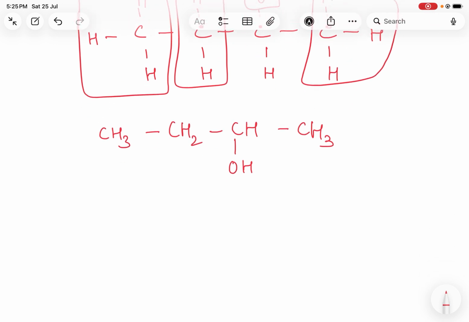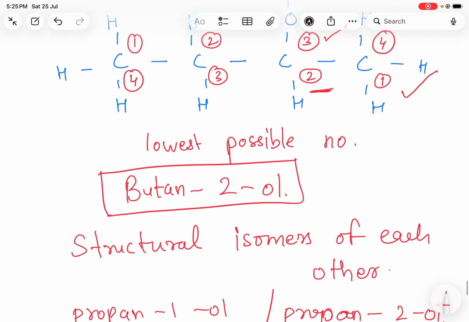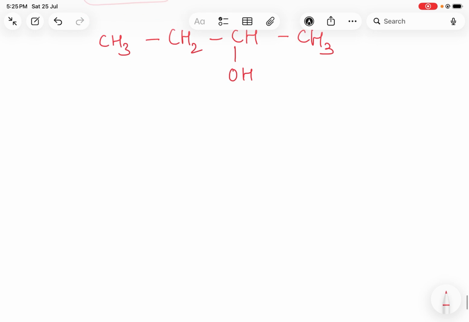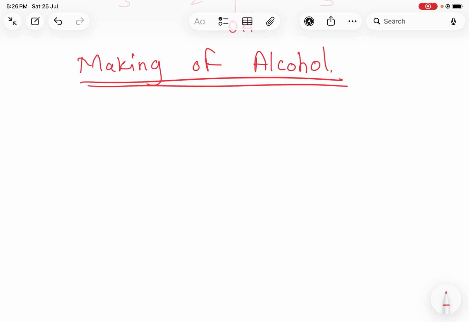Now we move ahead with the making of alcohols. We have also seen the structural isomers and the structures. So let's move ahead with the reactions or making of alcohol. As I told you, when we learned alkenes, we already learned about the reaction of alkenes, where alkene can be converted to alcohol.